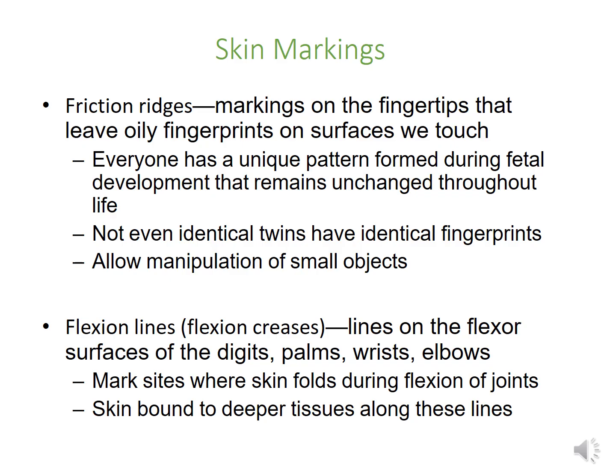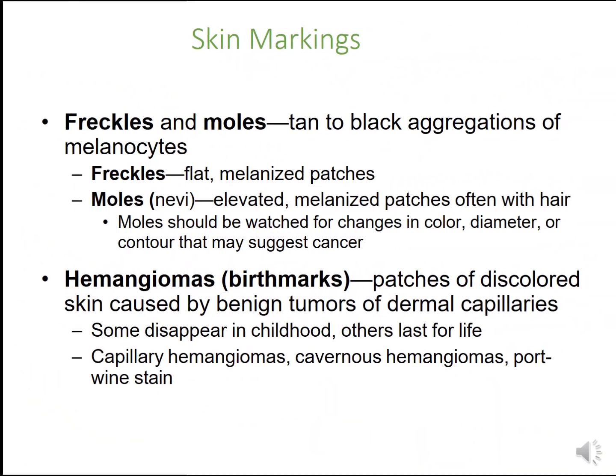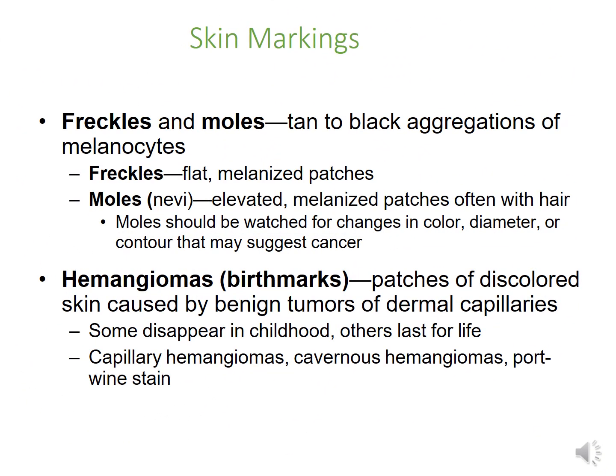Flexion lines, or flexion creases, are lines on the flexor surface of the digits, palms, wrists, and elbows that mark sites where skin folds during flexion of joints. Skin is bound to deeper tissues along these lines. Skin markings: freckles and moles are aggregations of melanocytes. Freckles are flat melanized patches; moles are never flat.